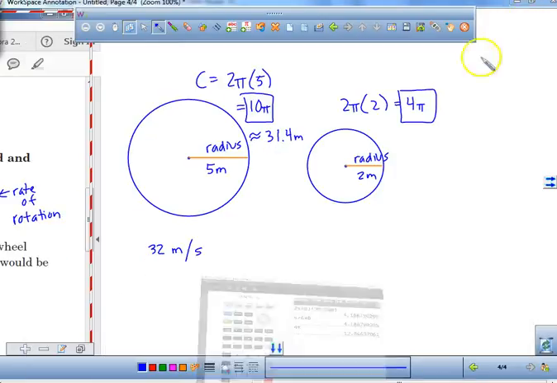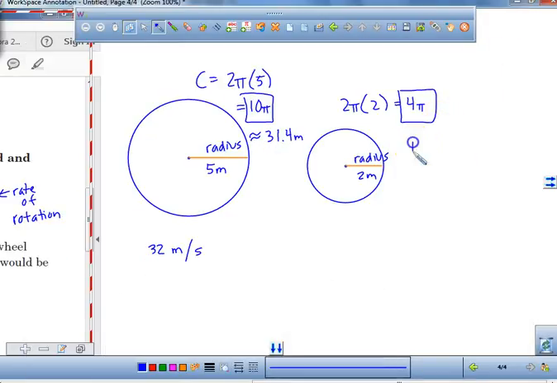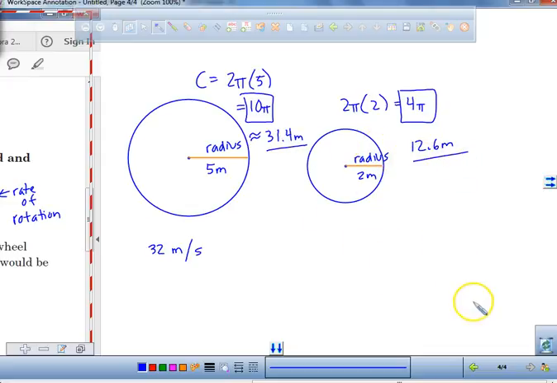12.6. So this is approximately equal to 12.6 meters. So every single time this turns one time, it goes what? 31.4. Every single time this turns one time, it goes 12.6. So if this turns this distance in 1 second, it would travel what? 31.4 meters per second, if it took 1 second to travel. This one, if it traveled that in 1 second, would go 12.6 meters per second.